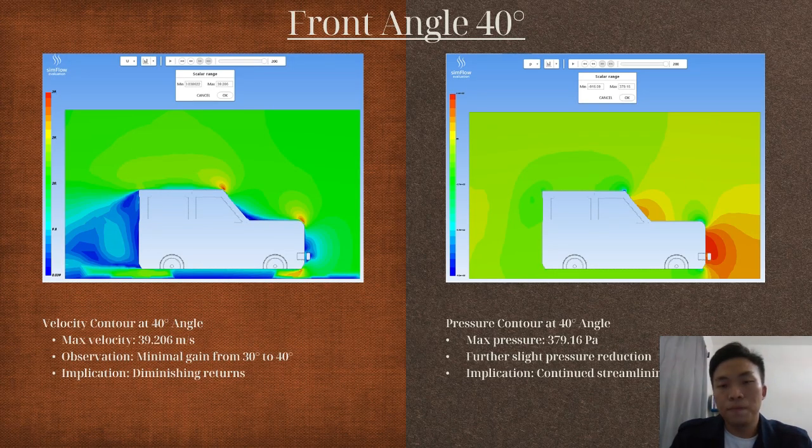At the pressure counter, the maximum pressure decreased slightly to 379.16 Pascal. It shows a further slight reduction in maximum pressure as the angle increased to 40 degrees, and is continuing to trend off, with decreased frontal pressure and a more streamlined shape.